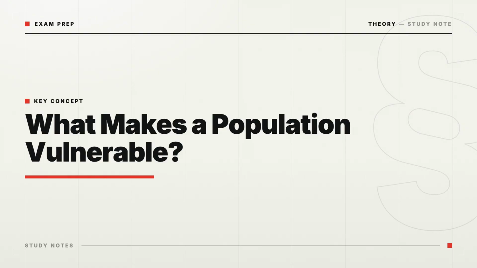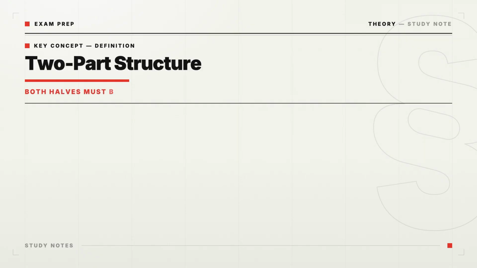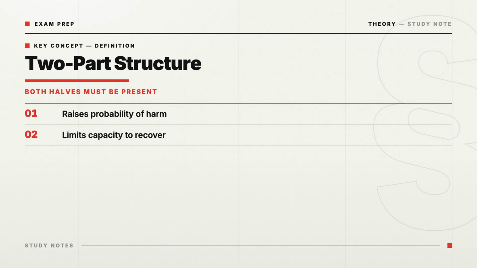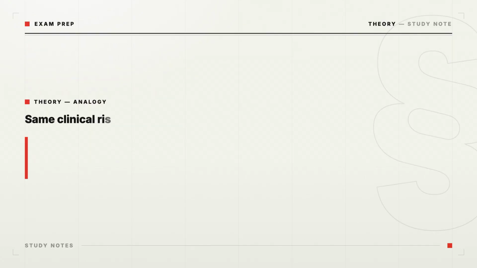Vulnerability has 2 halves and both must be present. A vulnerable population faces a social, economic, environmental, or political position that raises the odds of harm, and then blocks recovery once harm occurs. The first half raises the probability of harm. The second half deepens that harm once it arrives, because recovery requires resources like money, housing, transportation, insurance, paid time off, and social support that the very same disadvantaged position withholds.